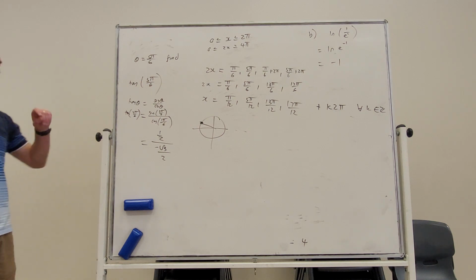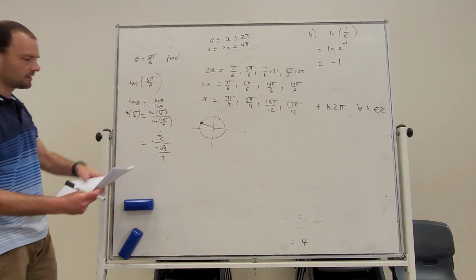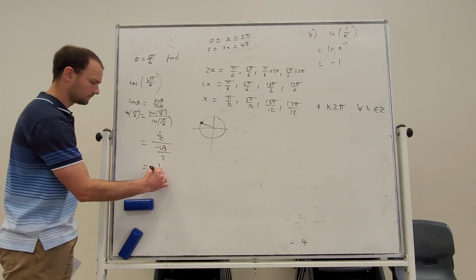You can put it in your calculator. You can do your AD on BC. We've got negative 1 on root 3.